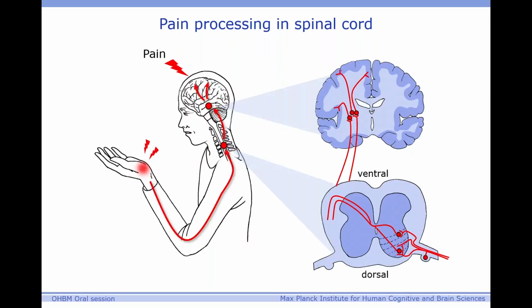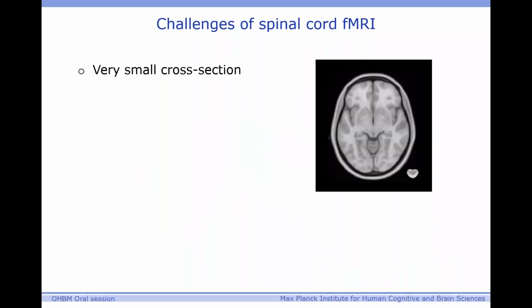Oops, that was a bit too quick. And so the very first point where we would expect some processing and maybe even modulation of that signal would be at the spinal cord. But actually, spinal cord imaging hasn't been there for such a long time, so we still have to develop a few things here. Because spinal cord imaging actually comes with a few challenges.